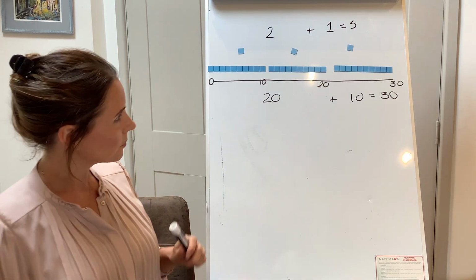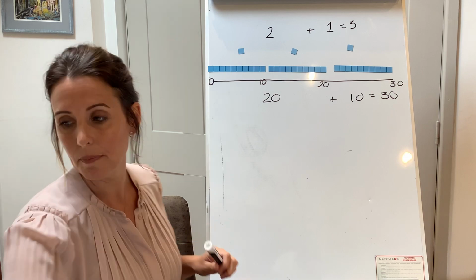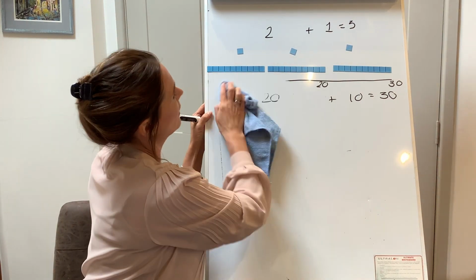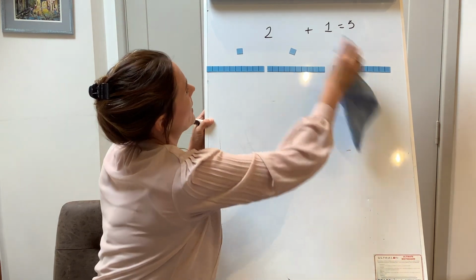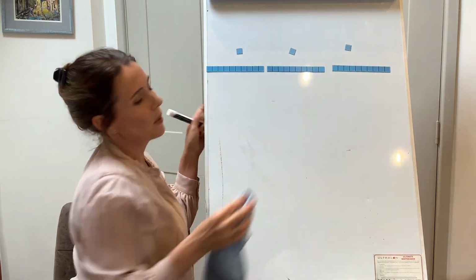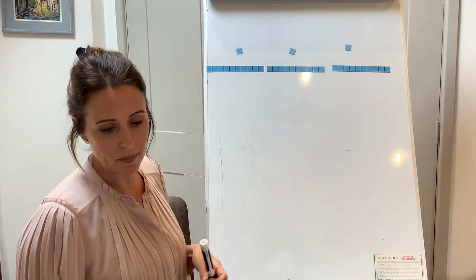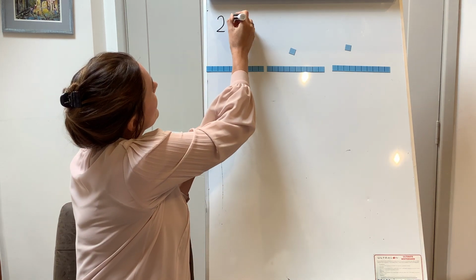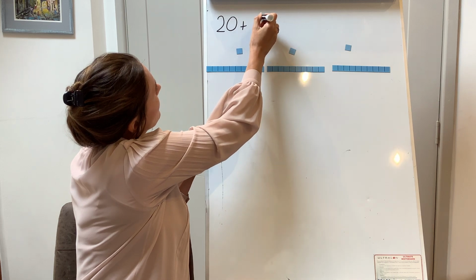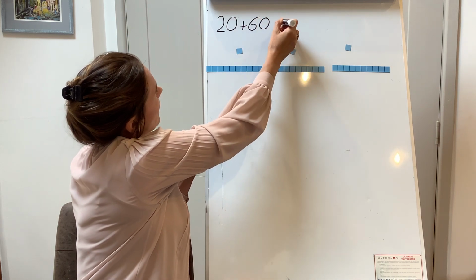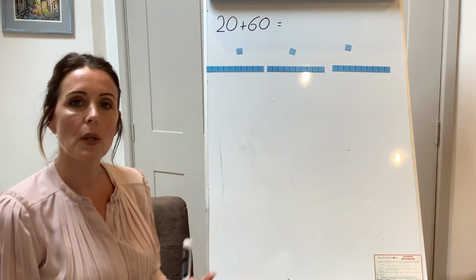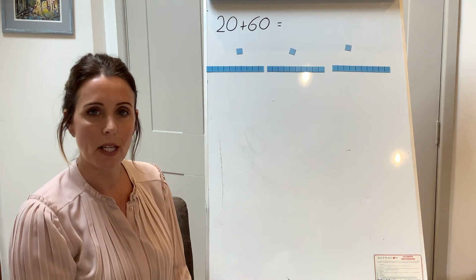So what we can do here is we'll have a go at another one, and we'll look at using the tens frame and also base 10 counters to help us. So if we want to find out what 20 and 60 makes altogether, what can we do to help us? Pause it and have a think about that.